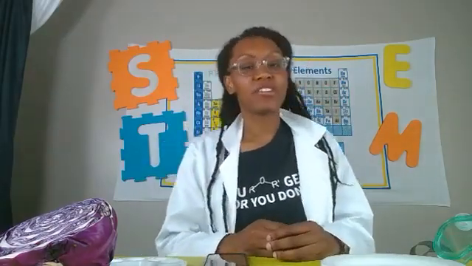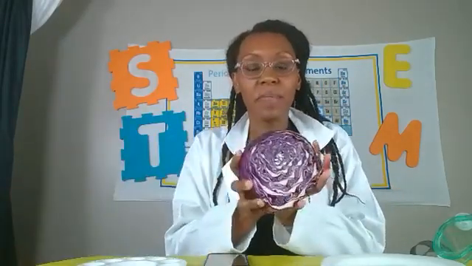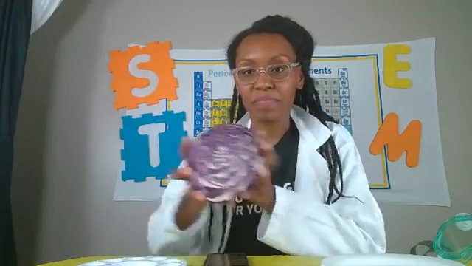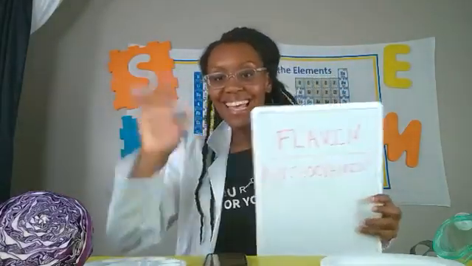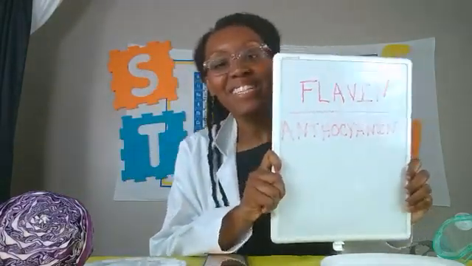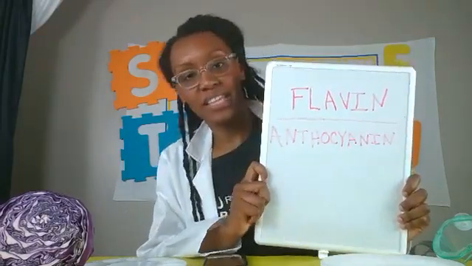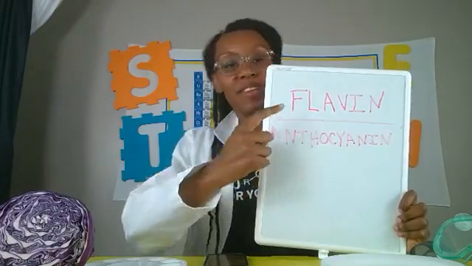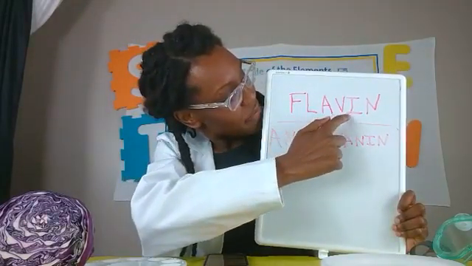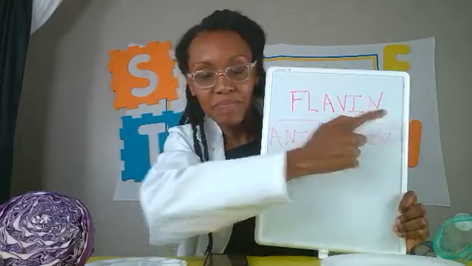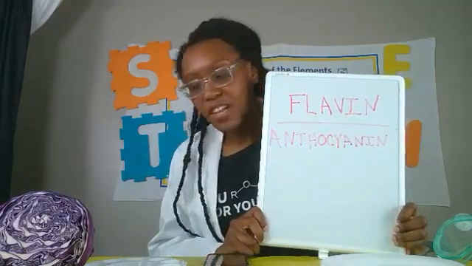All right, so in the meantime, let's talk about how to produce these pH indicators. Now pH indicators are things that change colors based on how acidic or basic something is. And today we're talking about the pH indicator in cabbage. So what is that called? Well, cabbage has what we call flavin in it. F-L-A-V-I-N, flavin, and that's what actually changes colors in the cabbage juice.